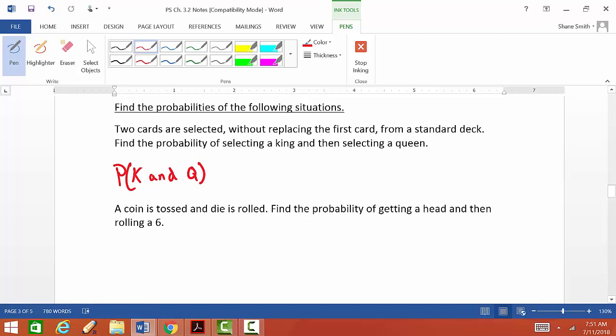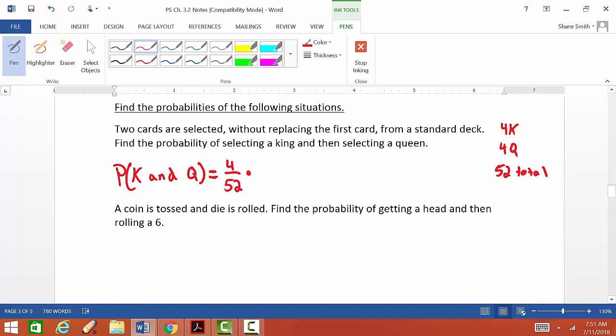Well, if you know about cards, there's 52 total cards, and there's 4 kings and 4 queens. So there's 4 kings, there's 4 queens, and there's 52 total. Just write this on the side so you know what I'm talking about, just in case you don't know what a deck of cards contains. So we want to find the probability of selecting a king, which is 4 out of 52, times, because we're using a multiplication rule, selecting a queen.